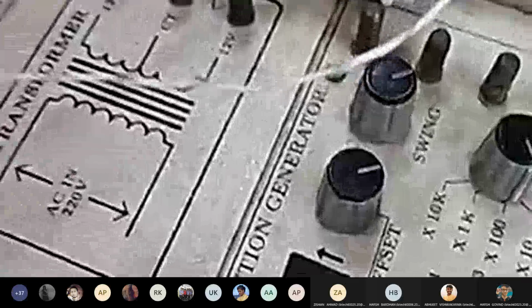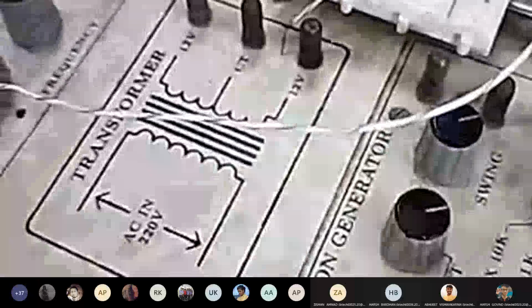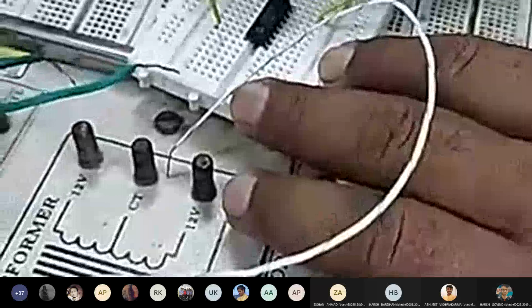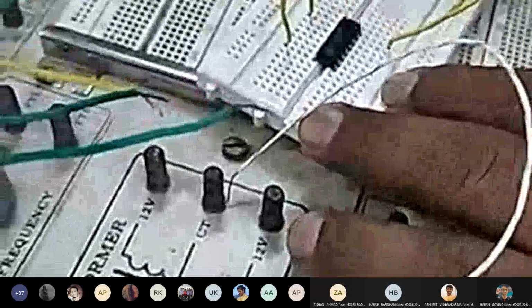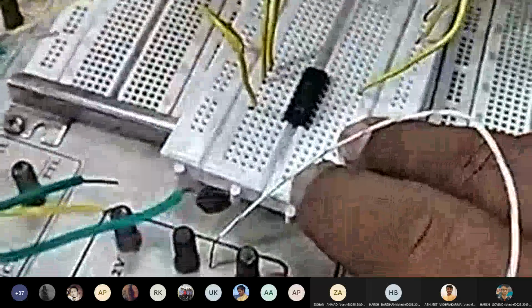Now it's time to connect the wires. Yes, he is telling. Which is this one? Connect A0 to pin number 10. A0 to pin number 10. Okay, then connect A1 to pin number 12. Connect A2 to pin number 13.